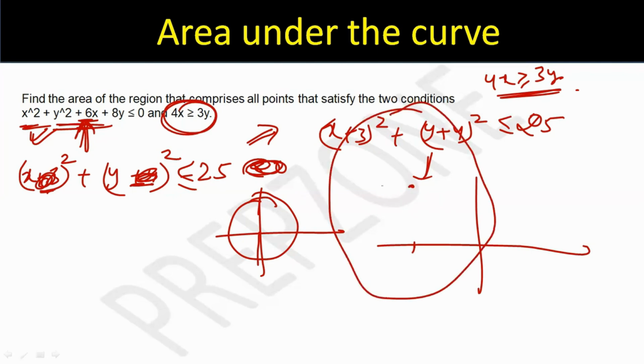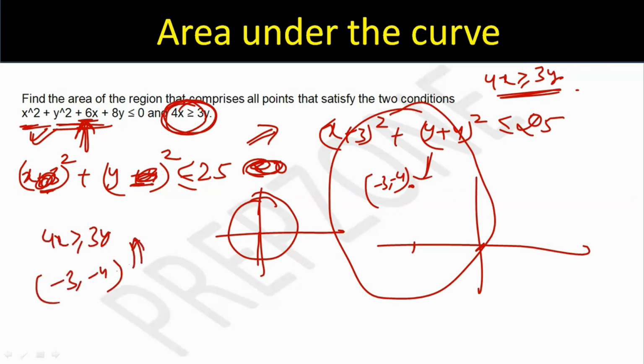Third quadrant, -3 comma -4. We know -3 comma -4, right? It has to pass through origin. And now you have a line that is 4x greater than equals to 3y. Center is -3 comma -4. One thing to visualize now is this point lies on this line, right?